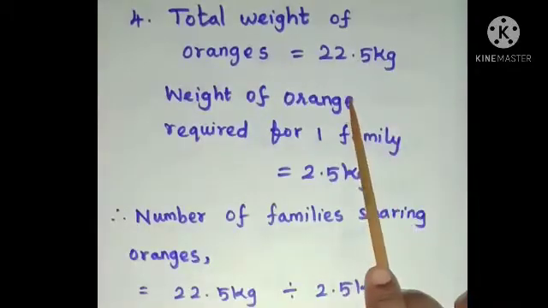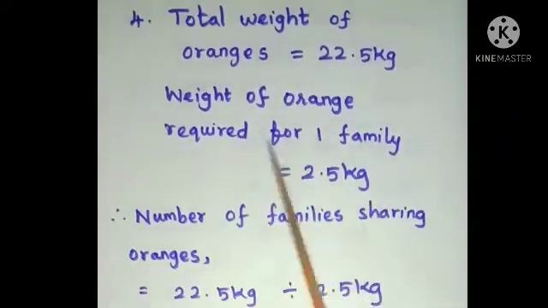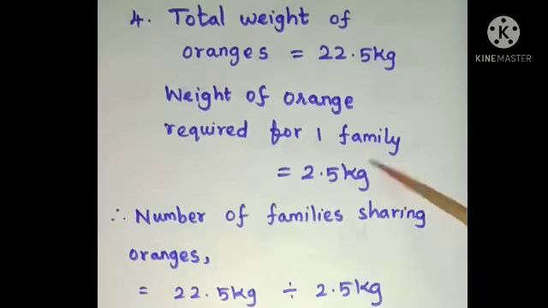Total weight of oranges is given as 22.5 kg. Weight of orange required for one family is 2.5 kg. Therefore, number of families sharing oranges will be the division of total weight of oranges by weight of orange required for one family.